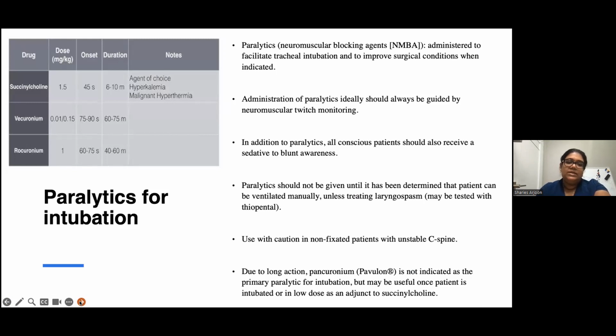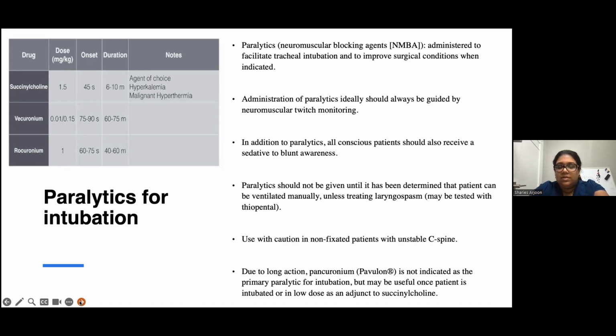Lastly, for drugs, the paralytics for intubation. So paralytics or neuromuscular blocking agents are administered to facilitate endotracheal intubation and to improve surgical conditions when indicated. The administration of paralytics ideally should always be guided by neuromuscular twitch monitoring. And in addition to paralytics, all conscious patients should also receive a sedative to blunt awareness. Paralytics should not be given until it has been determined that the patient can be ventilated manually, unless treating laryngospasm, and this may be tested with thiopental.